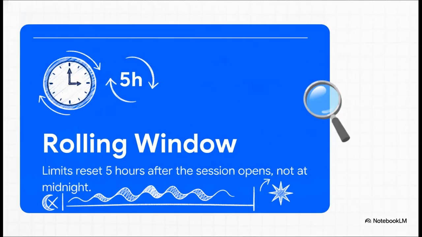And this leads us to a core technical reality you really must understand to master these plans. A lot of people think usage limits reset at midnight, but they don't. They operate on a rolling window, meaning your session limits reset exactly 5 hours after your first prompt opened the window, and your weekly limits reset on a rolling 7-day basis.